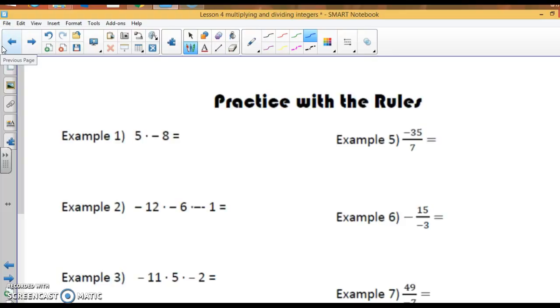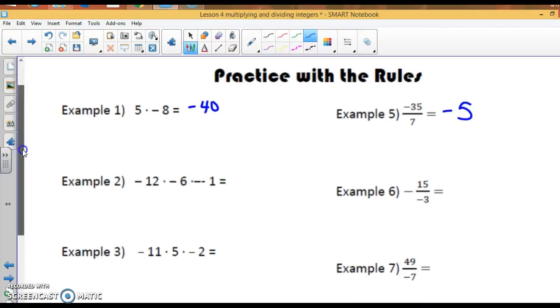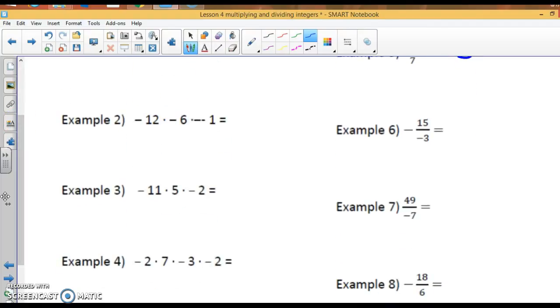So let's take a look at this. 5 times negative 8. They are different. So I multiply and I get negative 40. If they are different, the answer is negative. If they're the same, it's positive. Let's look at this one. Negative 35 divided by 7, they are different. So it's going to be negative 5. Different, they're negative. If they're the same, they're positive.